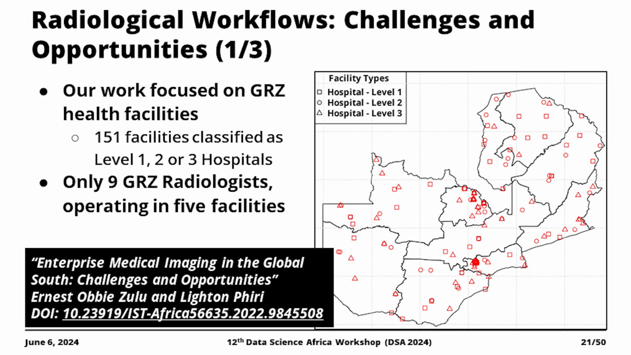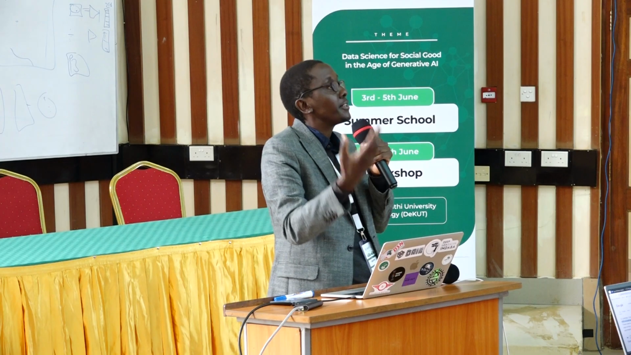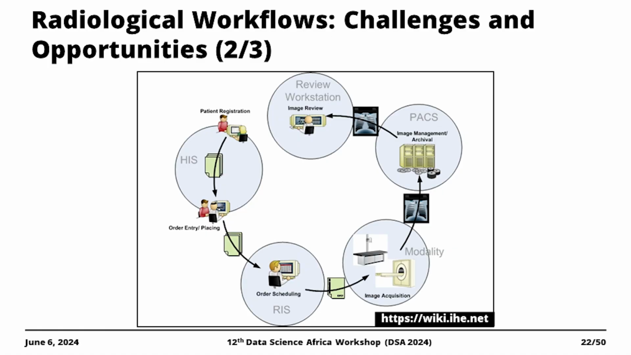So this is the context of our project. The dots represent the different health facilities, and our specific focus is on health facilities that have modalities. A modality is essentially the equipment that is used to generate your X-ray, your CT scan, or MRI. Quite a number of them. There are details about this graph in the paper.